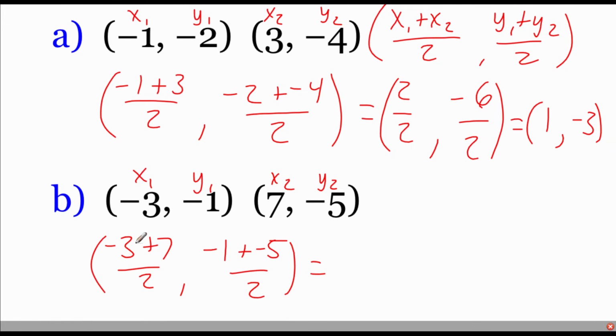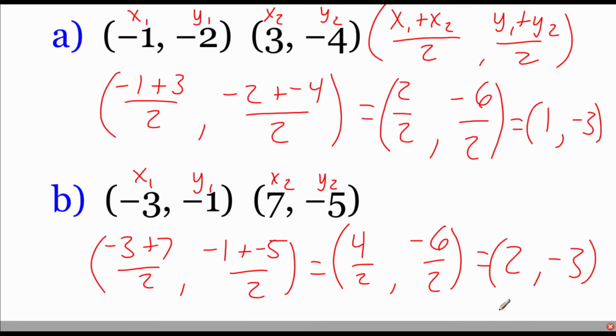So if we start simplifying this down, -3 plus 7 is 4 divided by 2, and then -1 plus -5 is -6 divided by 2. And then last thing, let's simplify our fractions. So 4 divided by 2 is 2, and -6 divided by 2 is -3. So there we get the midpoint 2, -3.